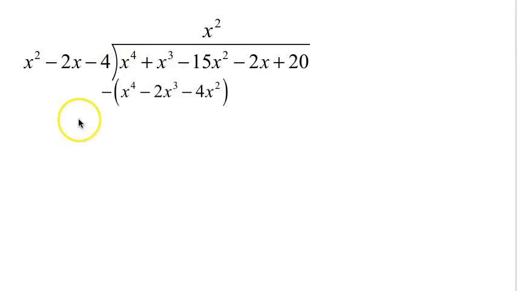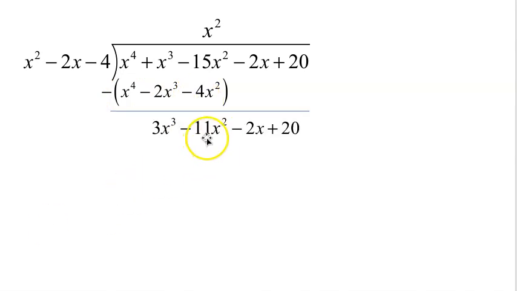Now we have to subtract. X to the 4th minus x to the 4th, gone. 1x to the 3rd minus negative 2x to the 3rd, it'd be 3x to the 3rd. Negative 15x squared minus negative 4x squared, it'd be negative 15x squared plus 4x squared, which would give us negative 11x squared. And these, of course, negative 2x minus 0 is negative 2x, 20 minus 0 is 20.